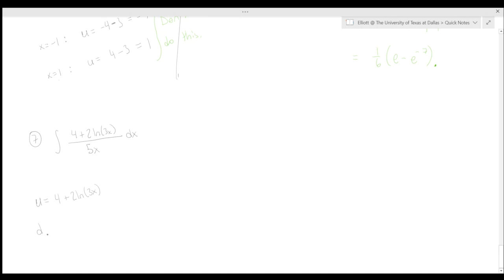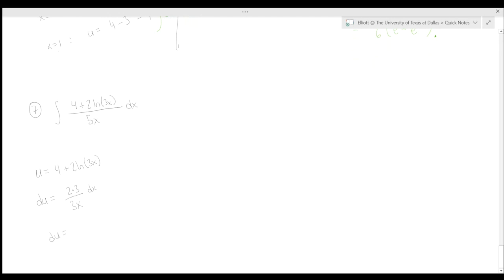Now, if I make that my u, when I compute du, 4 becomes 0. Here, we get 2, and then the derivative of natural log of 3x. So remember, for natural logs, put the inside in the denominator, and then multiply by the derivative of the inside. So that's going to simplify to give us du is 2/x dx. All right, so now looking inside the integral, the numerator, we can replace it with u.